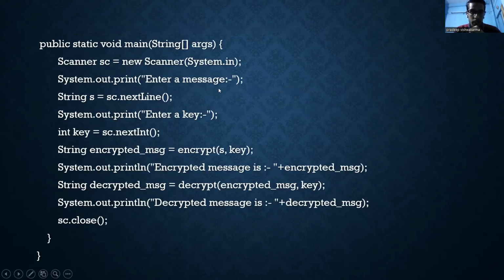So here is the main method. Here I take a string in s, that is a message, and a key in key. Then I pass the string and the key to the encrypt method. The encrypt method will return a string that is stored in our encrypted message. I am showing the encrypted message in this println method. So here is my encrypted message. Then I take that encrypted message and a key to the decrypt method to decrypt the message. So here is my decrypted message.